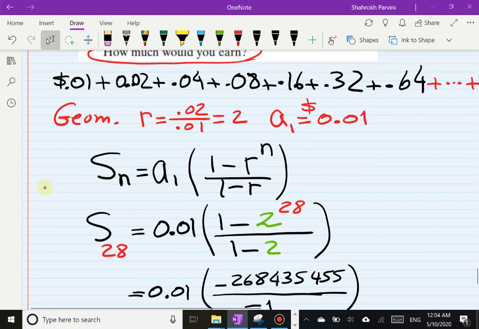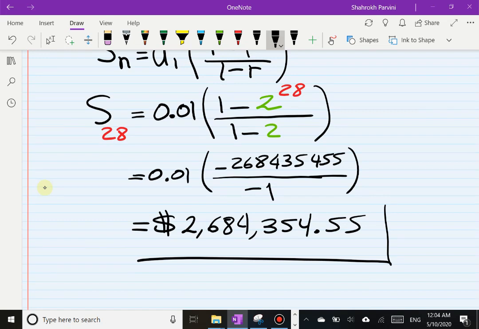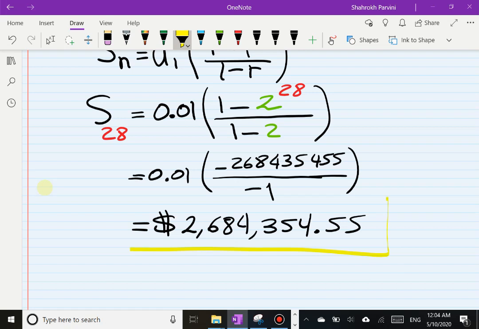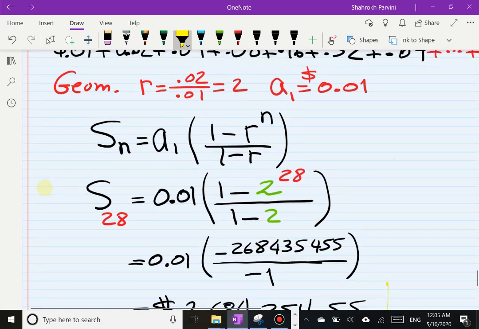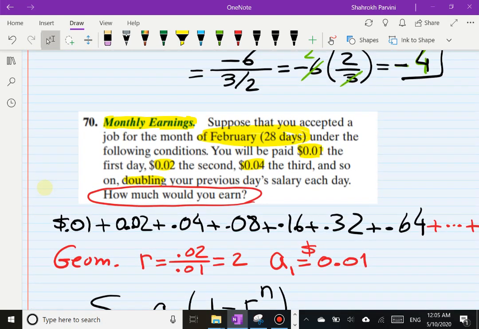I've written the first 6 days, right? Keep writing this up and you will see the lion's share of that money comes in the last week. Right up until almost the third week, the employer is very happy to have you at 1 cent starting pay, doubling your pay every day. But the last week is when they're probably going to go broke. So anyway, very impressive. About $2.7 million. So this is just an application. Interesting, maybe not realistic, but just an interesting application of geometric series.